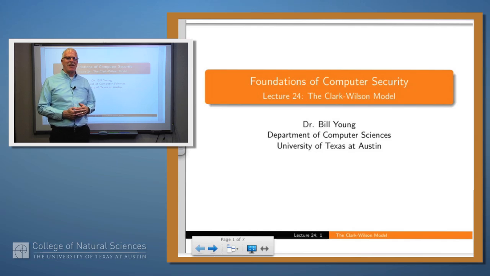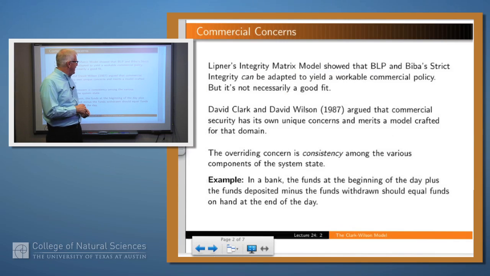Hello again. In our last lecture we talked about Lipner's model, and the idea of Lipner's model was to take Bell and LaPadula and BIBA integrity and kind of shoehorn commercial security into that model. And that sort of worked pretty well. But we saw that there were a few wrinkles with that approach.